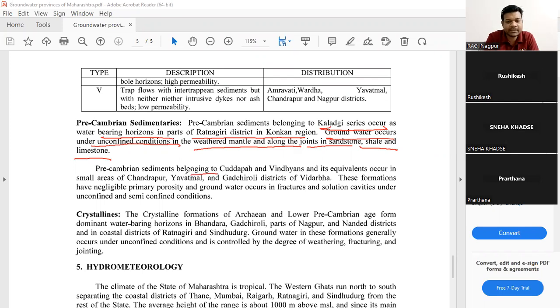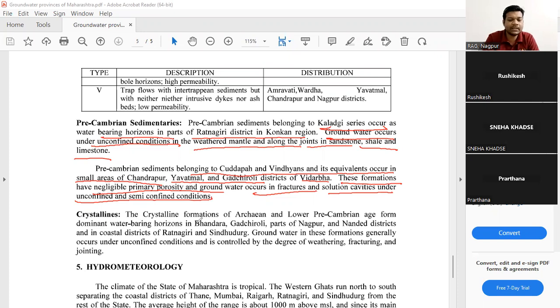These Precambrian sediments belonging to Kadapa and Vindhyan equivalents occur in small areas of Chandrapur, Yavatmal, and Gadchiroli districts of Vidarbha. These formations have negligible primary porosity. Obviously, the majority of these are compact sandstones or metamorphosed. Like in the Kadapas, we have quartzite; in the Vindhyans, you have massive sandstones and massive limestone. Water occurs in fractures and solution cavities under unconfined and semi-confined conditions. So this is the hydrogeology of Precambrian sediments.